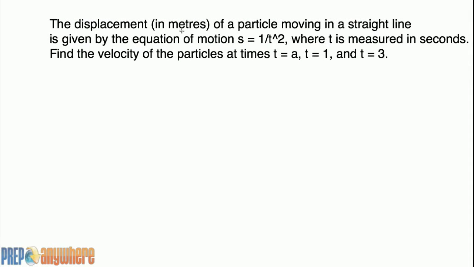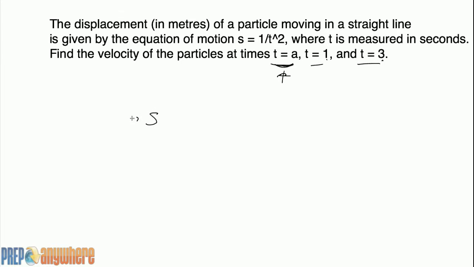Okay, the displacement in meters of a particle moving in a straight line is given by s is equal to 1 over t squared, where t is measured in seconds. So find the velocity at times t is equal to a, and 1, and 3. If you find that, if you just replace a with 1 and 3, we can get our numerical values for velocity at 1 and 3.